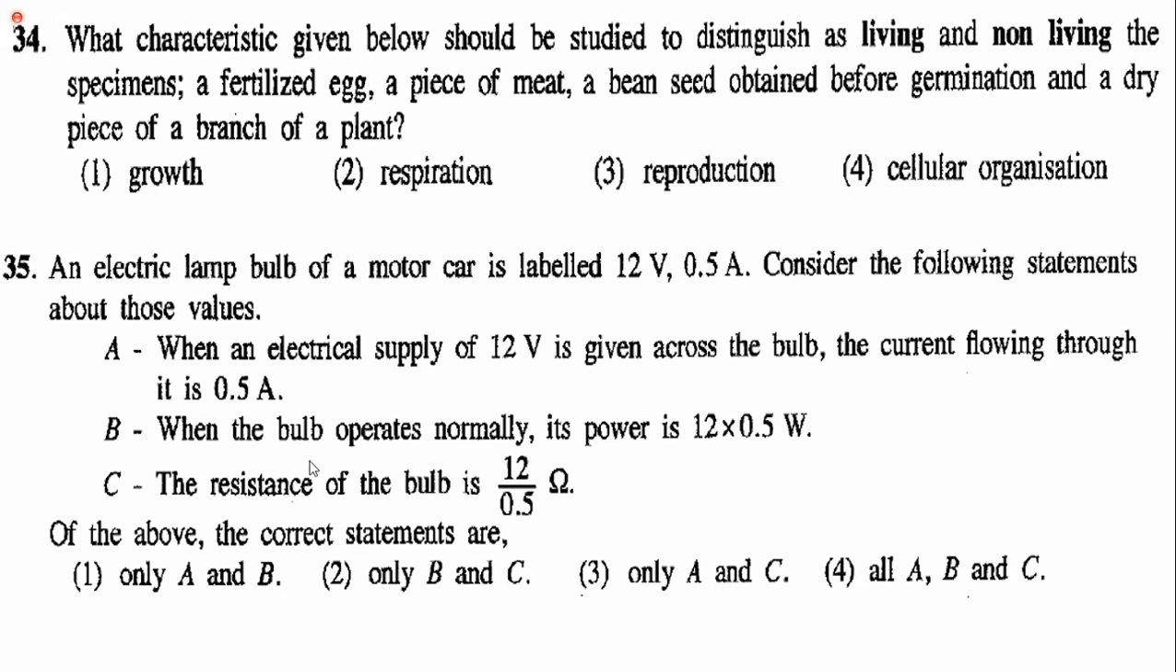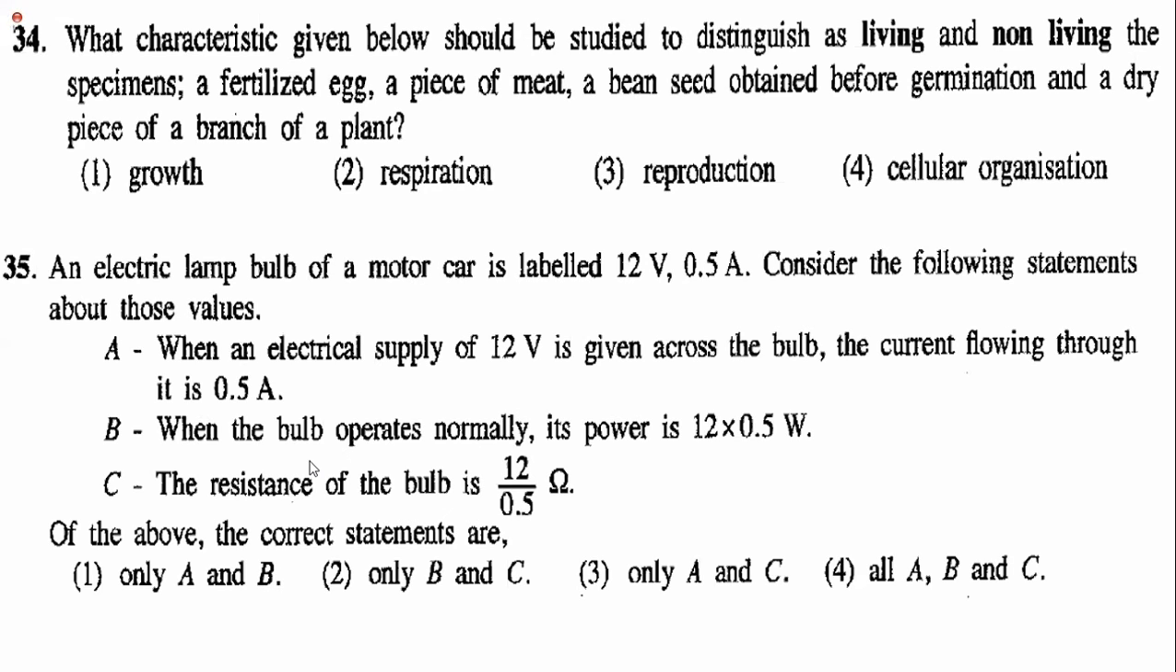And P is equal to VI. Correct? First, when an electrical supply of 12 volts is given across the bulb, the current flowing through is 0.5 ampere. Correct? 0.5 ampere current will be flowing.